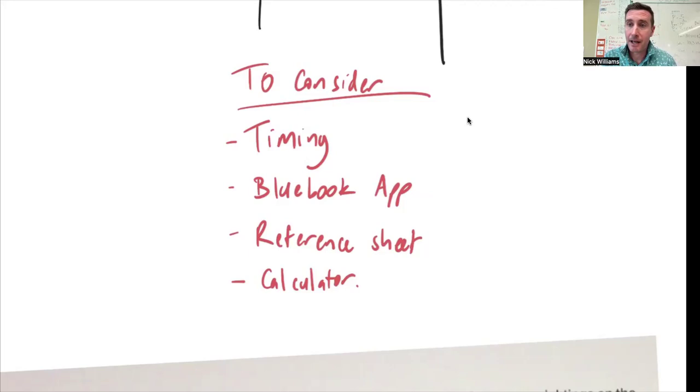I strongly recommend that you charge up your calculator. Make sure that it is ready to go and bring it with you because that's the one that you're used to using. If you don't bring in a calculator, there is one embedded into the Bluebook app, but it might be a little bit clunky if you're not used to using it. So I would have your own separate calculator ready to go.